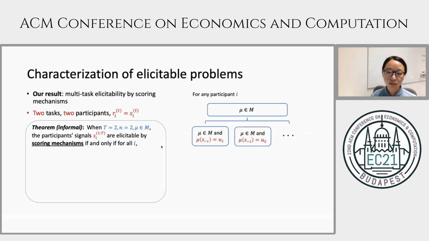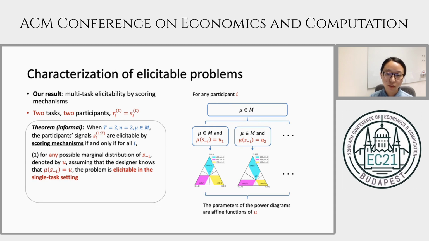We first divide this problem into some subproblems. In these subproblems, the designer has an additional piece of information: she knows the marginal distribution mu S minus I, that's the marginal distribution of other people's signals. For each possible marginal distribution mu S minus I, we will have a subproblem. Then we check whether all these subproblems are elicitable in the single task setting, meaning that whether we can find a power diagram that will properly separate posteriors for each of these subproblems.